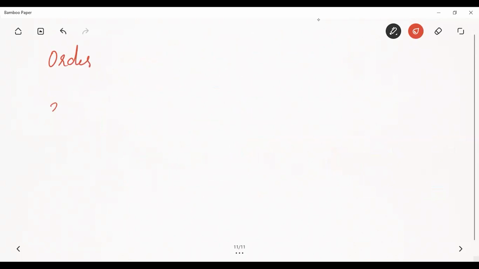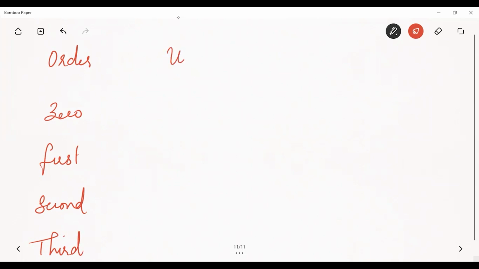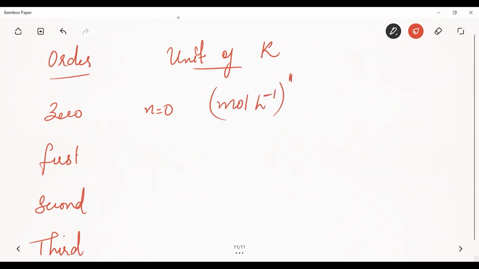Okay. So let us find out the unit of rate constant for zero, first, second, and third order. For zero order, n equal to 0, right? So what will be the expression? Mole liter raised to minus 1, with 1 minus n, and n equal to 0 means it is 1. 1 means no need of writing that. So s raised to minus 1.